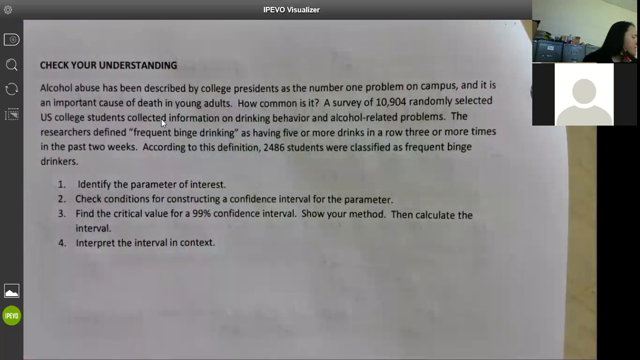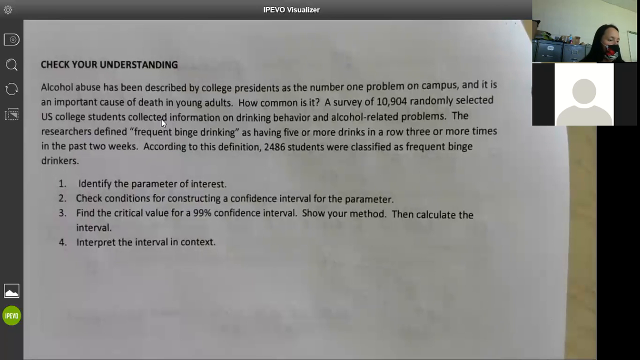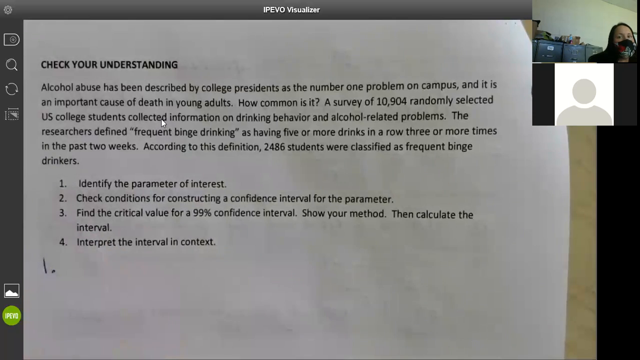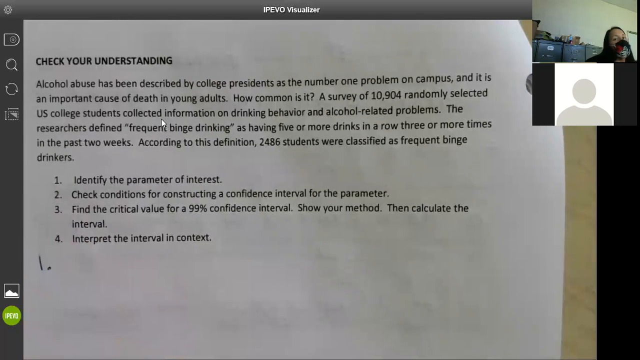How common is it? A survey of 10,904 randomly selected U.S. college students collected information on drinking behavior and alcohol-related problems. The researchers defined frequent binge drinking as having 5 or more drinks in a row, 3 or more times in the past 2 weeks. According to this definition, 2,486 students were classified as frequent binge drinkers. So what is your parameter of interest? Is it a mean? Is it a standard deviation? Is it a proportion? What is it?